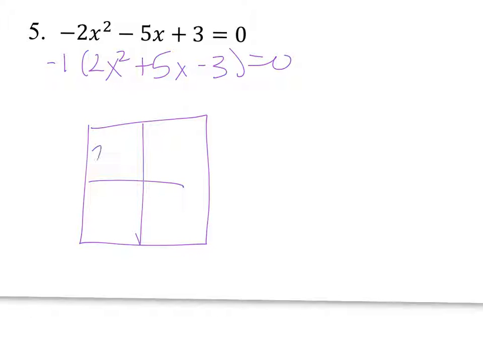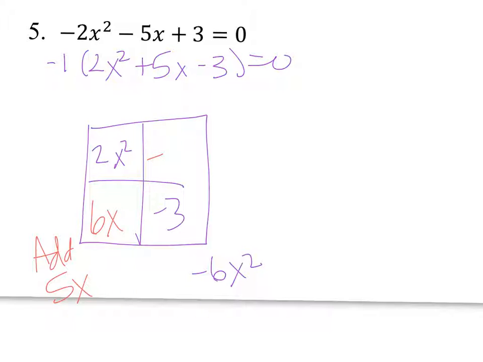So in my box, I have 2x squared, I have a negative 3, so that's going to multiply to get a negative 6x squared, and add to get a 5x. So those two numbers would be, let's see here, positive 6x and negative 1x, because they add to get 5x and they multiply to get negative 6x squared. So what do these two have in common? They have an x. 6 and negative 3 both have a 3. 2x squared and 6x has a 2x. And negative 1 and negative 3 only have a negative 1 in common.